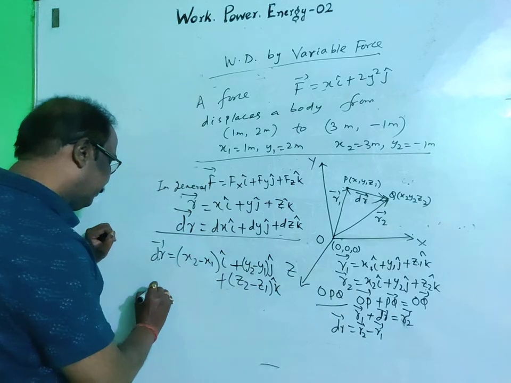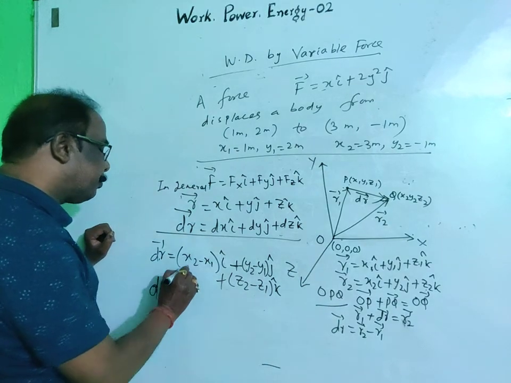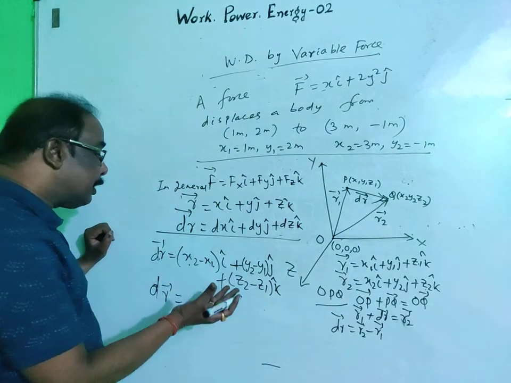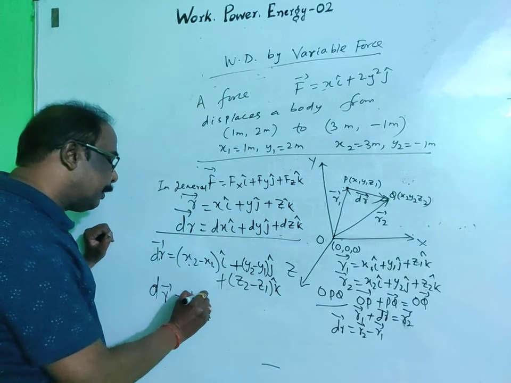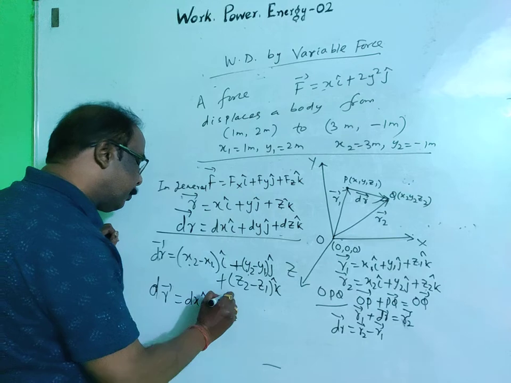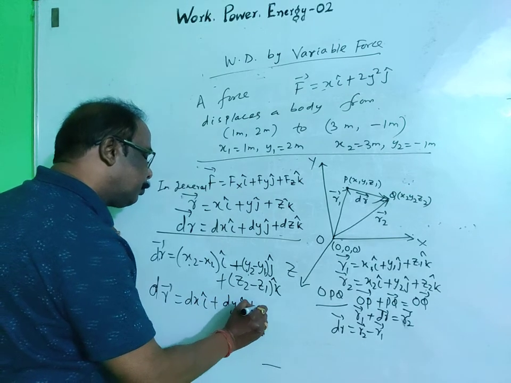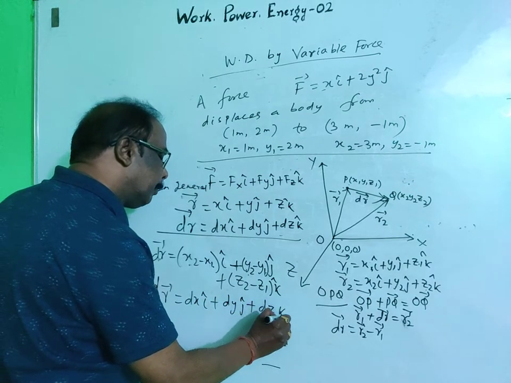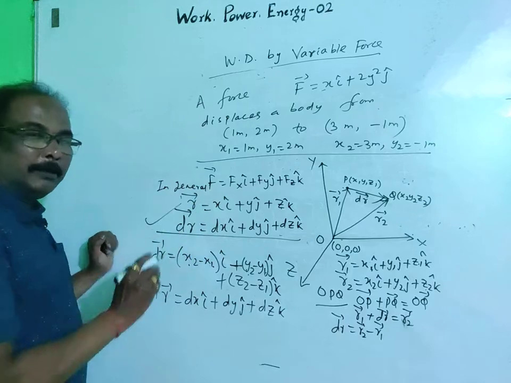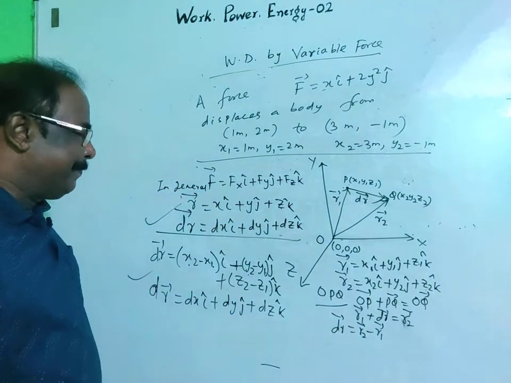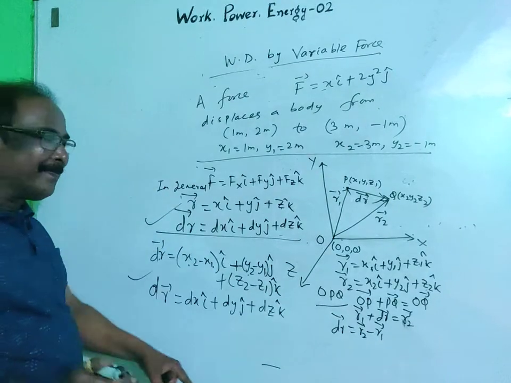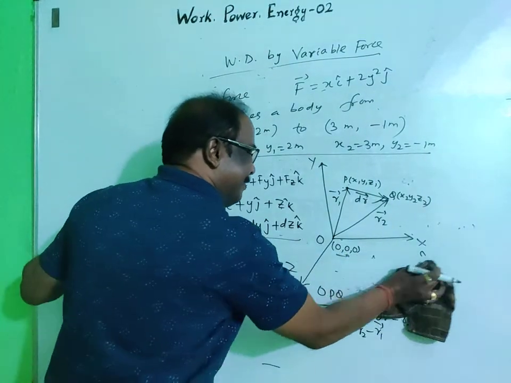And again, you may write like this: x2 minus x1 means change in displacement in the x-axis, dx I cap, y2 minus y1 dy j cap, z2 minus z1 dz k cap. Same thing. This is easiest, you may follow this. Right. Can I erase this now? Very good.